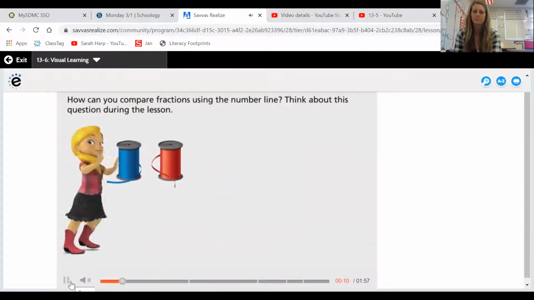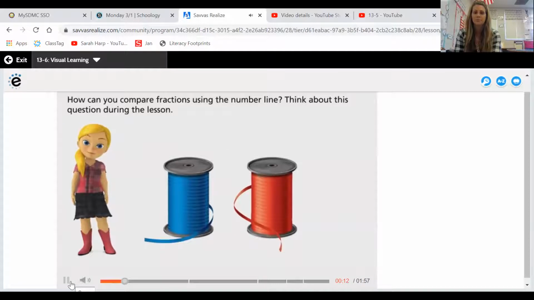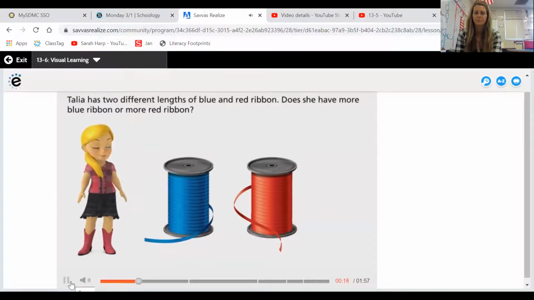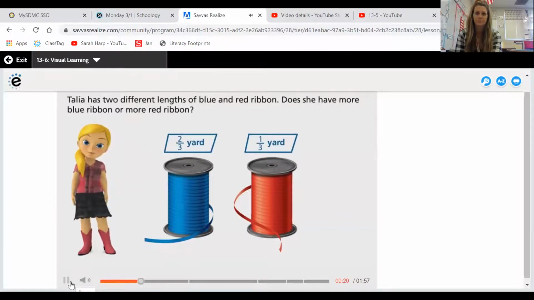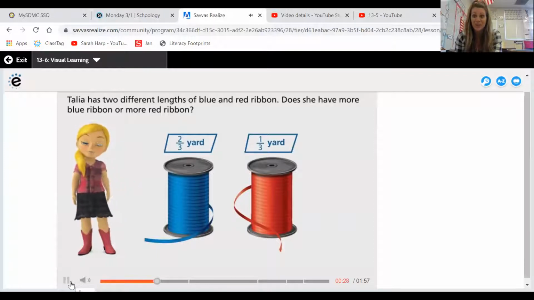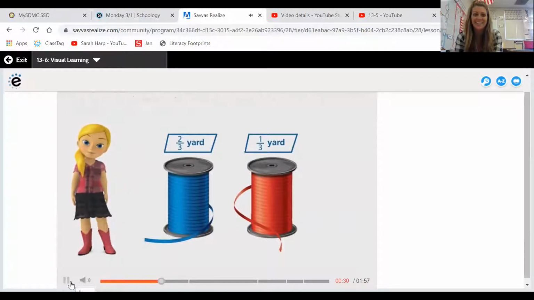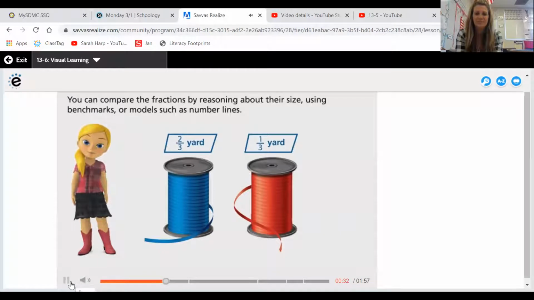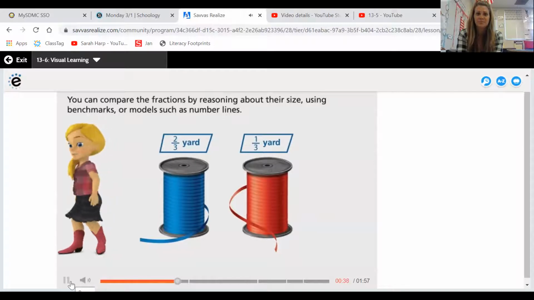How can you compare fractions using the number line? Think about this question during the lesson. Talia has two different lengths of blue and red ribbon. Does she have more blue ribbon or more red ribbon? Look at the numerators and the denominators of each fraction. You can compare the fractions by reasoning about their size using benchmarks or models, such as number lines.